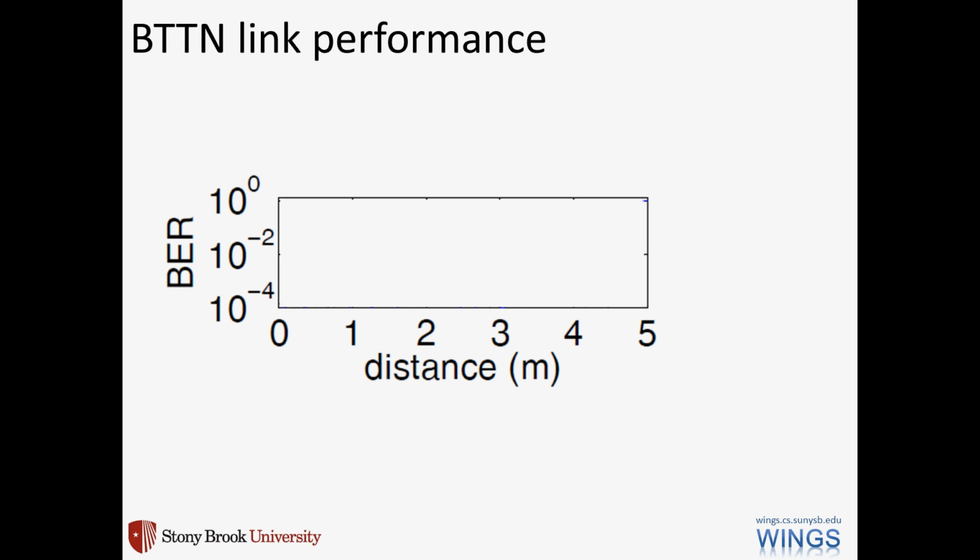Button link performance. Over distance, we measure the BER, bit error rate. A higher bit error rate is poor, a lower bit error rate is good. So a BER of 1 means every bit that I'm receiving is unable to be decoded. A BER of 10 to the power of -4 means only 1 bit out of 10,000 bits is unable to be decoded, meaning 10,000 minus 1 bits are able to be decoded.